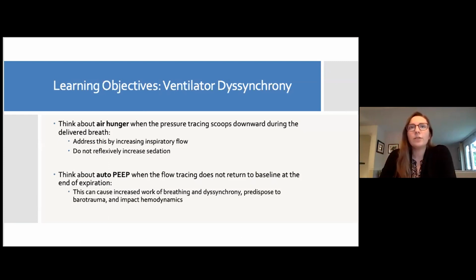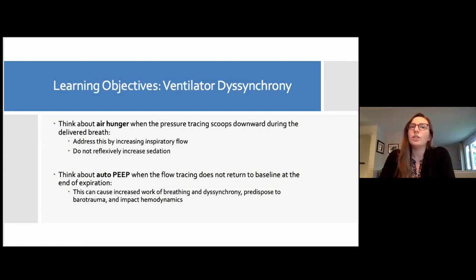So our learning objectives for ventilator dyssynchrony are twofold. One, we learned about air hunger, and that we should think about air hunger when the pressure tracing scoops downward during the delivered breath. We should address this by increasing the inspiratory flow, and remember not to reflexively increase sedation when we see this type of dyssynchrony.